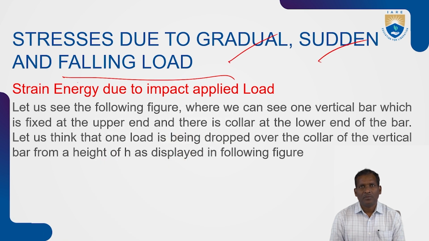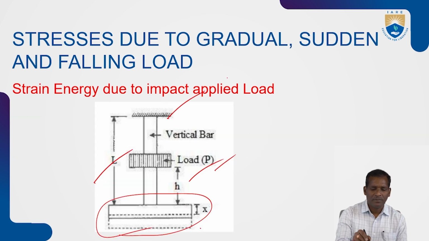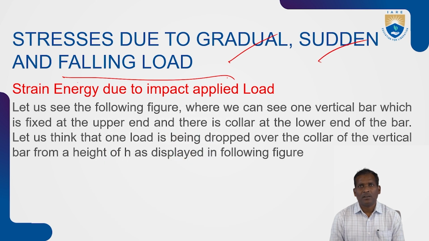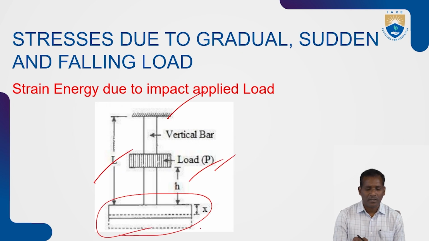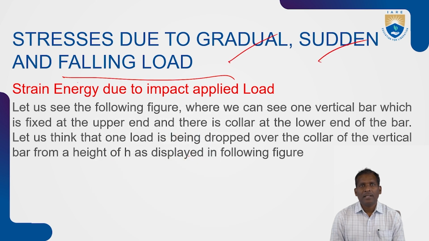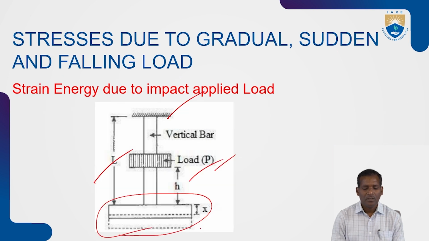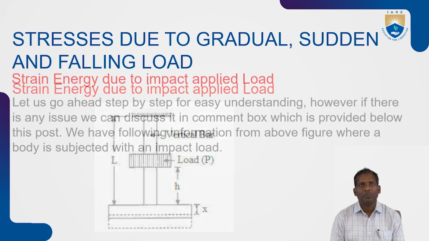See the following figure, where we can see one vertical bar which is fixed at the upper end, and at the lower end of the bar there is a collar. Let us think that one load is being dropped over the collar of the vertical bar from a height h, as displayed in the following figure. So whenever the load is released on this collar, what is the impact of this load?